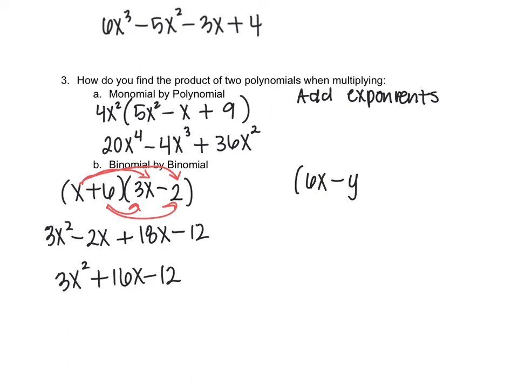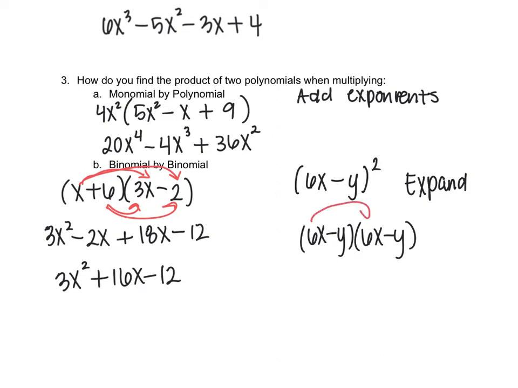Another example is something like this: 6x minus y squared. The important thing to remember here is that we have to expand this expression. So it's 6x minus y times 6x minus y, which we're now going to multiply exactly the same way we did our previous example. Everything in the first set of parentheses multiplies by everything in the second.